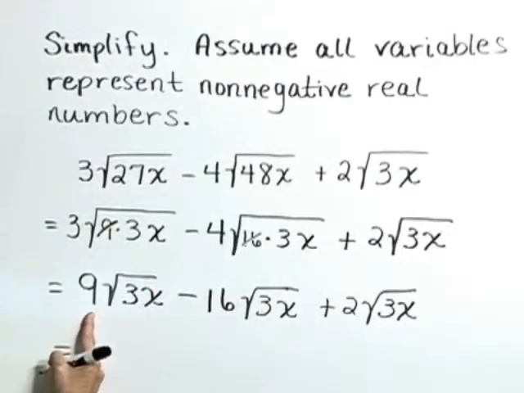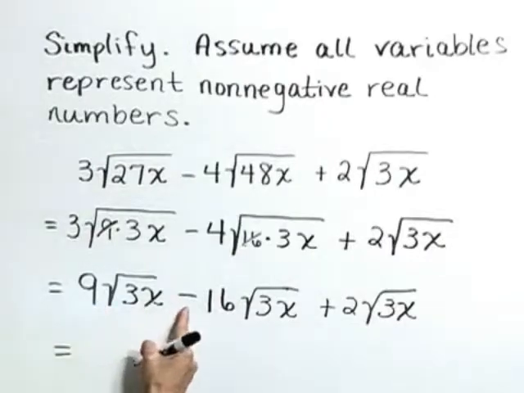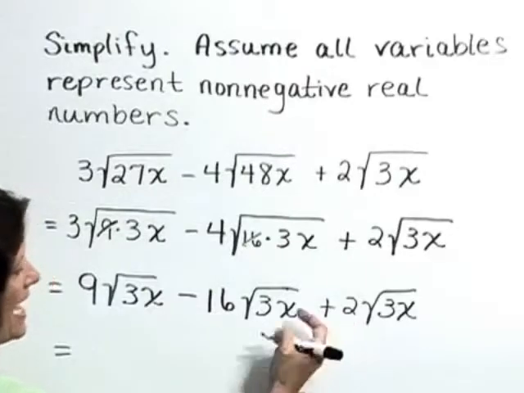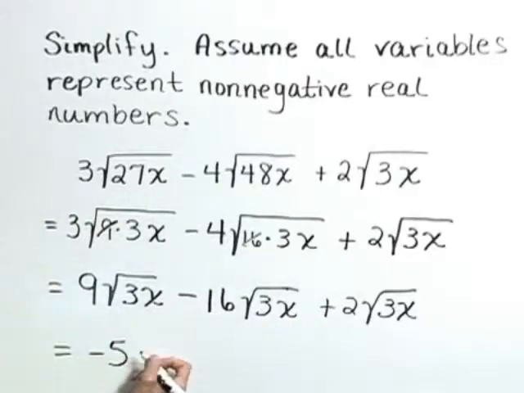So let's combine the coefficients. 9 minus the 16 is a negative 7, plus 2 gives a negative 5 times the square root of 3x. So our simplified form is negative 5 times the square root of 3x.